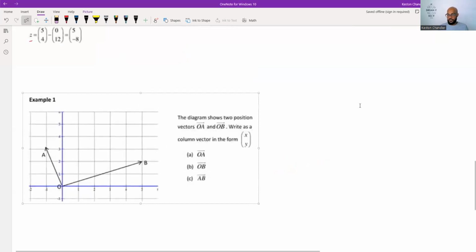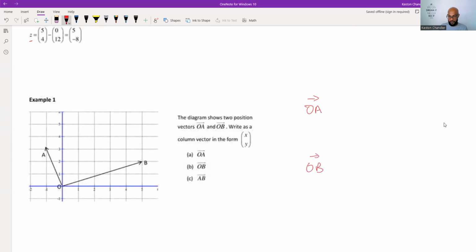Now look at this. The diagram shows two position vectors. We have the position vector OA and OB, right? And there's also another vector called AB, right? Can you work out for me in column vector form what are the values for OA and OB for me? Based on what we learn with position vectors.